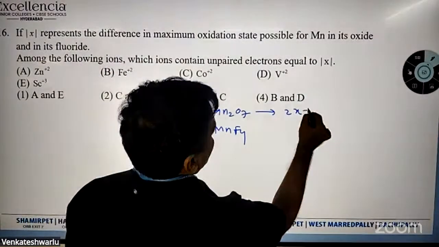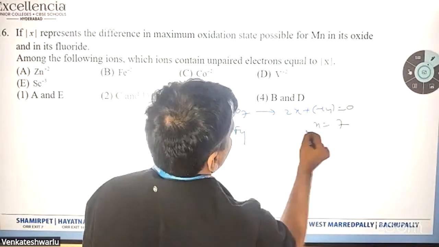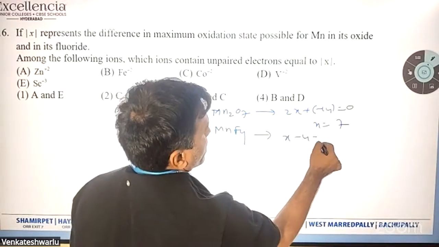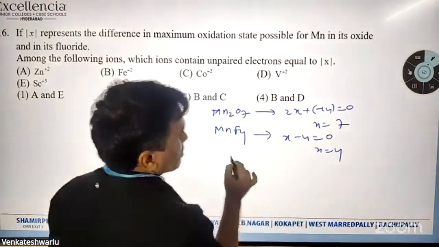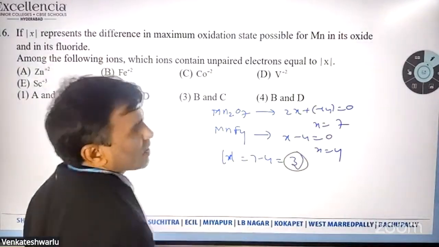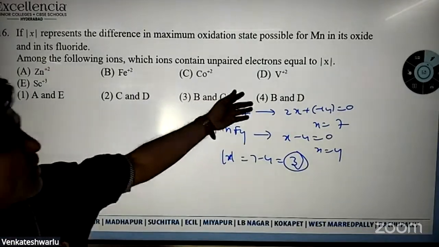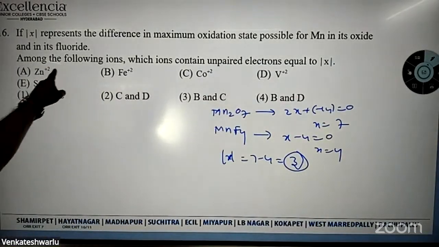So here 2x minus 14 is equal to 0, 2x is equal to 7, and x minus 4 is equal to 0, x is equal to 4. Then mod x is equal to 7 minus 4, which is 3. So the difference is 3 here. Just verify where you get x is equal to 3.